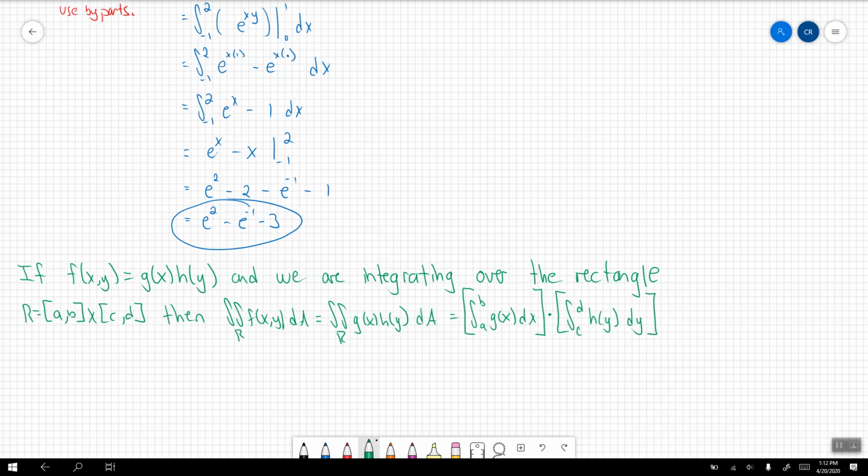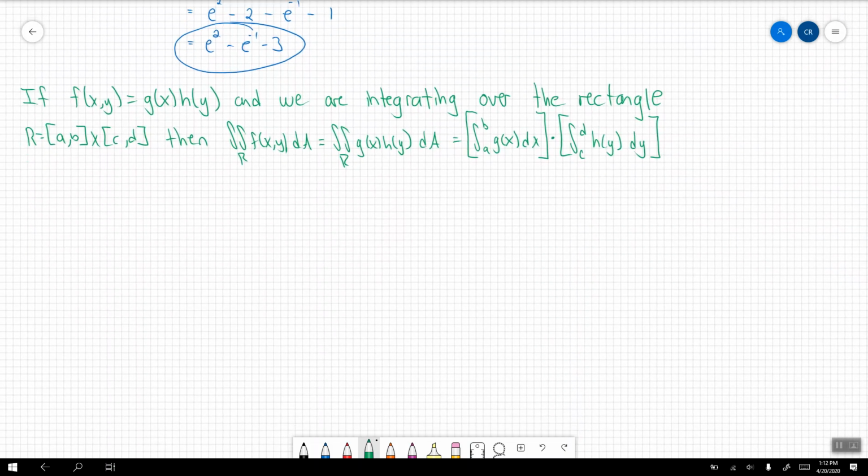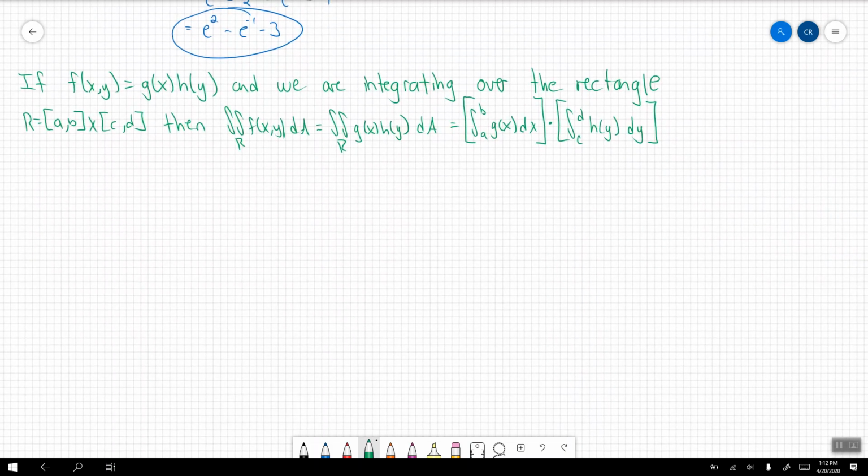This process doesn't happen often, but when it does, it is useful. And it is useful because, again, if we can separate our integrand into a separable function, then we can naturally separate the integrals over that function as well. Alright, so we have to be careful when we're doing this because, again, it'll make things easier to work with.